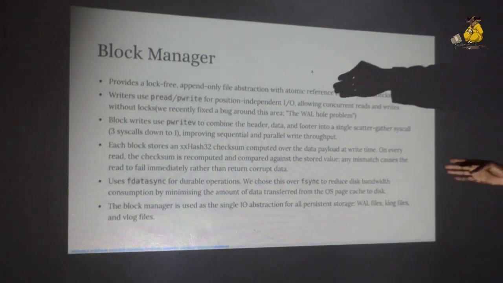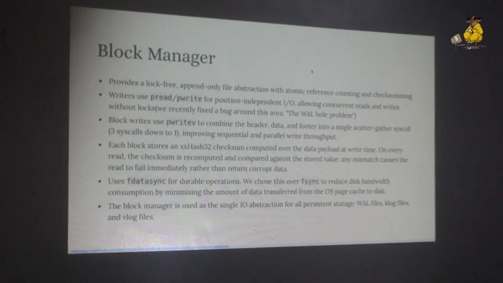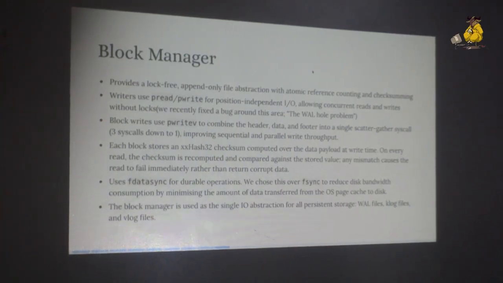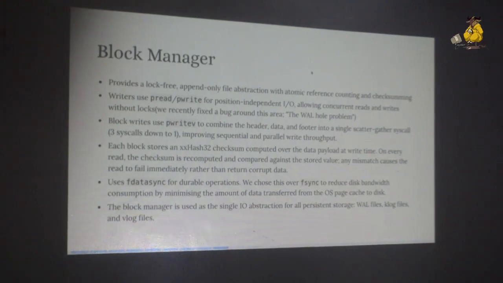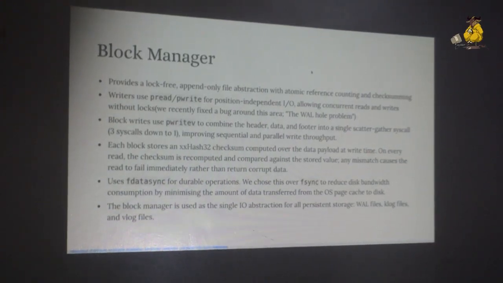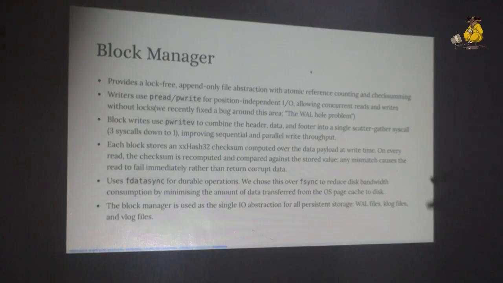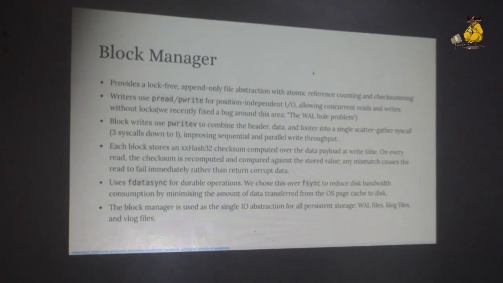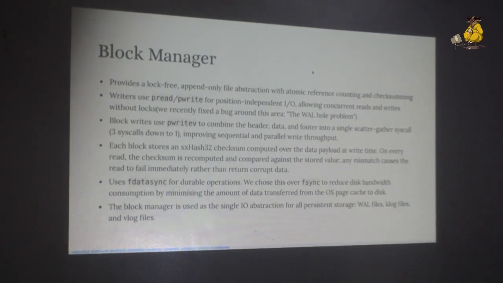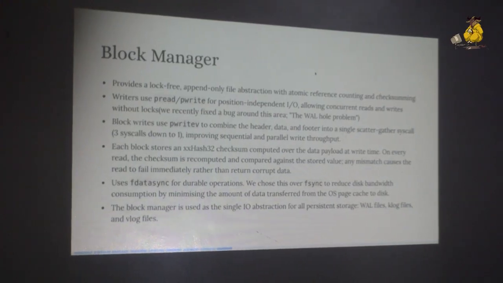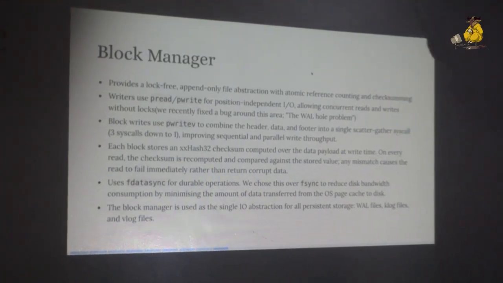So okay, we chose fdatasync over fsync to minimize bandwidth consumption. Remember, it's not the only thing happening in the system. If you're writing, you're not the only one writing. If your thread consumes a lot of this bandwidth, it will starve the other threads that are writing or reading. That's why we chose fdatasync, because it only transfers the data that will be required for a successful subsequent read.